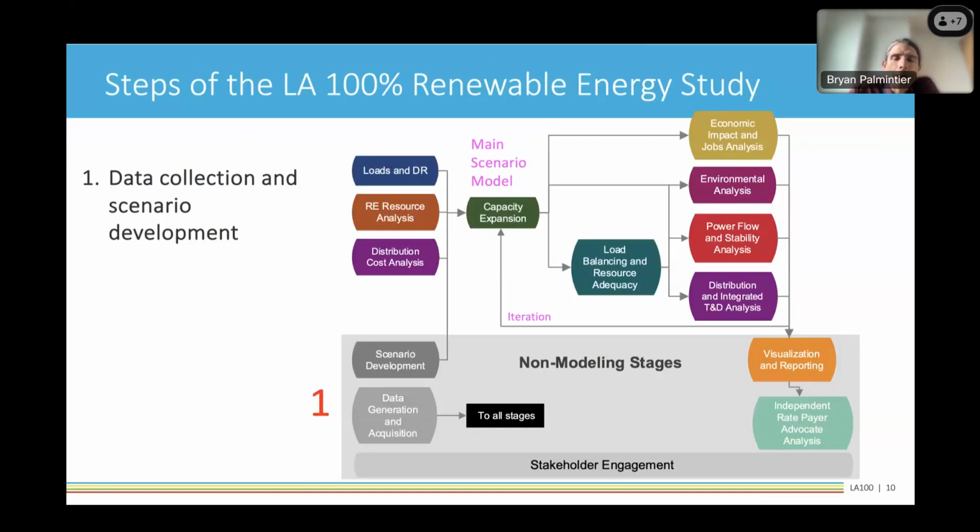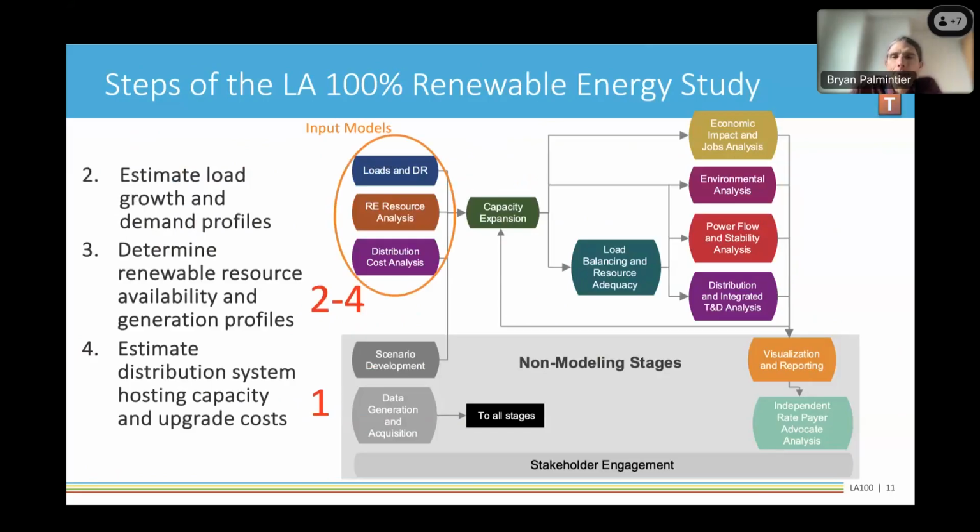So first step of any of these large studies, as most folks are familiar, is a lot of data collection and scenario development. Then after that was something that I put this little icon in the corner.